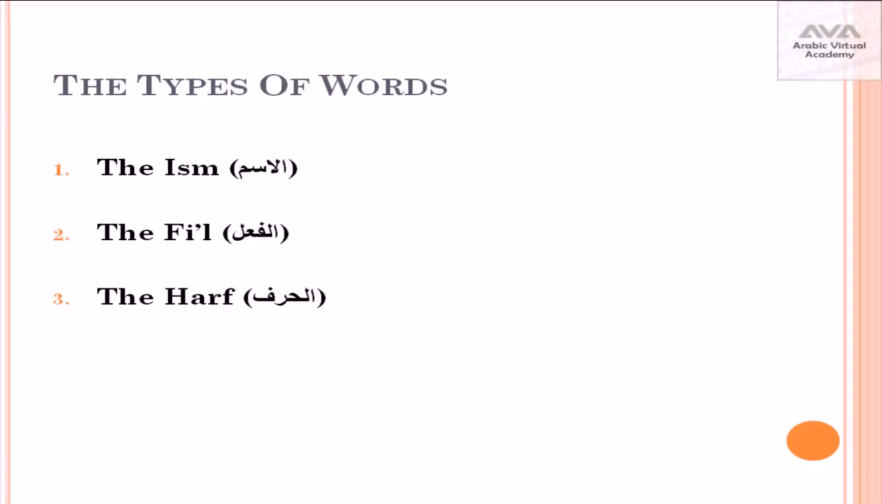Now, we're going to get into detail about all three of these different types, but today we're just going to discuss what these things are. Now, the first of these is the ism. And an ism is a noun. Just like we have in English, it's a noun. But what we want to do today is make it clear exactly what we're talking about when we say an ism.